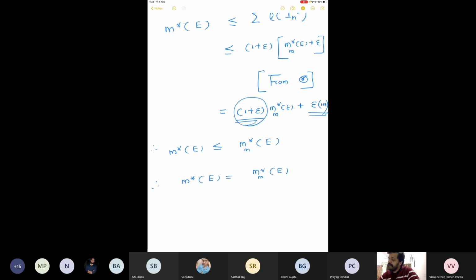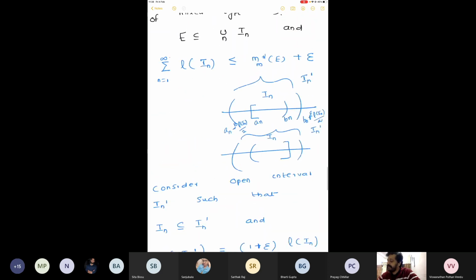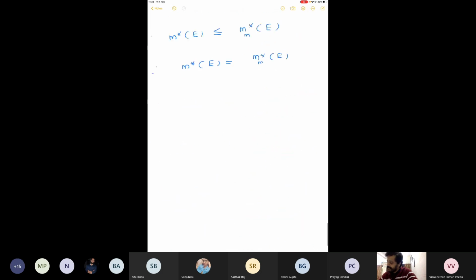So this is small, this is small. So finally you will get m*(E) is less than or equal to mm*(E). Similarly, you try to do it for the other. So the idea is, given an interval, you try to convert it slowly to an open interval. With that, let me stop that problem.